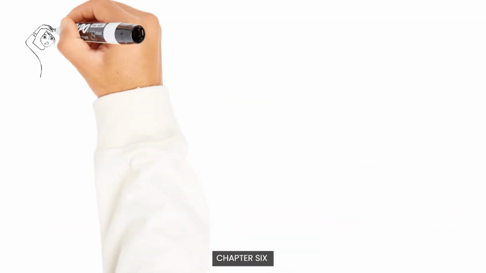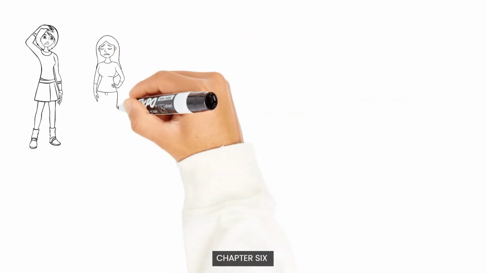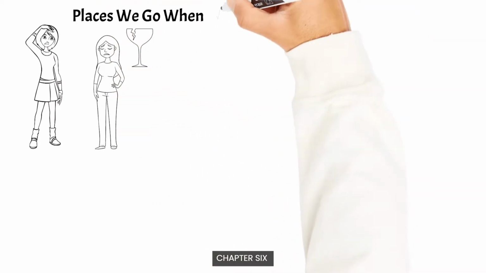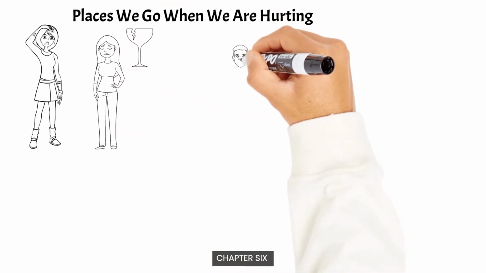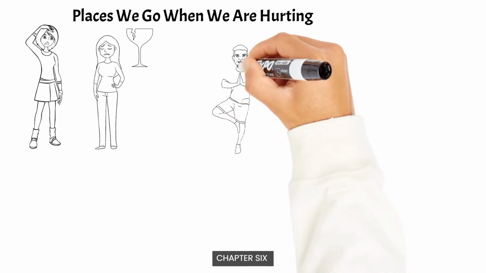When things aren't what they seem, we can expect hurt and pain, which is what number 6 is about. Places We Go When We Are Hurting helps us to manage emotions that we engage when we are hurt or in pain.